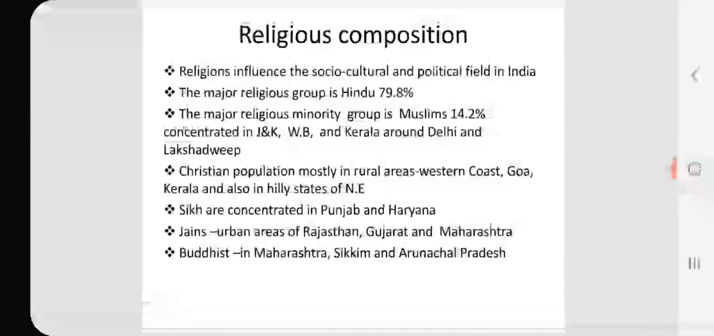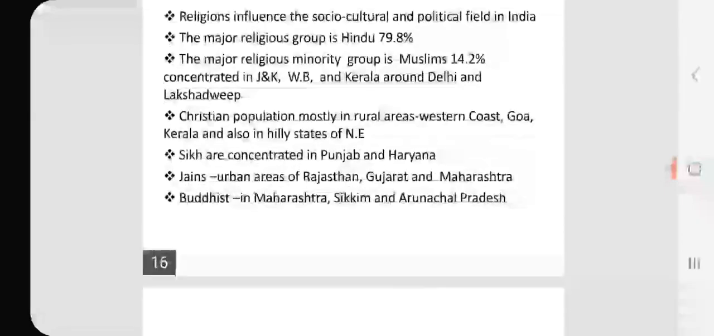The Christian population is mainly concentrated in rural areas of the western coast, Goa, Kerala and the hilly states of the northeast. The Sikhs are mainly concentrated in Punjab and Haryana. Jains are concentrated in urban areas of Rajasthan, Gujarat, Maharashtra, and Buddhists are mainly concentrated in Maharashtra, Sikkim and Arunachal Pradesh.